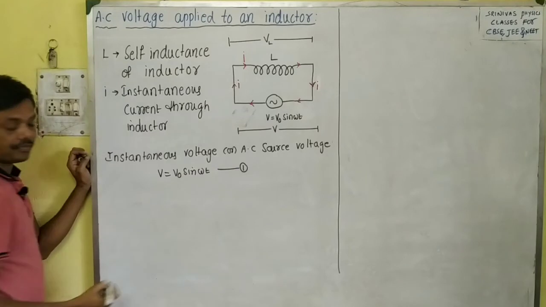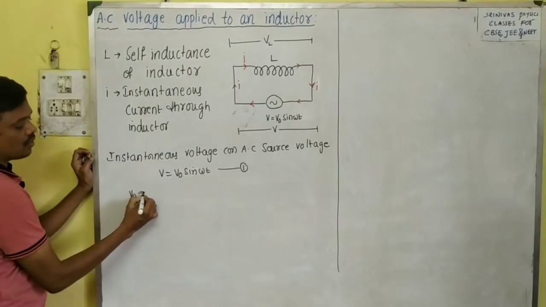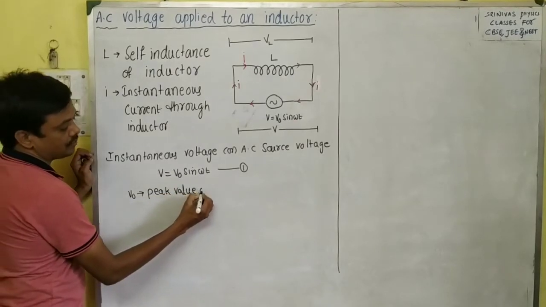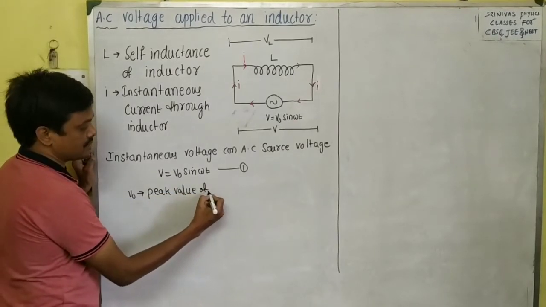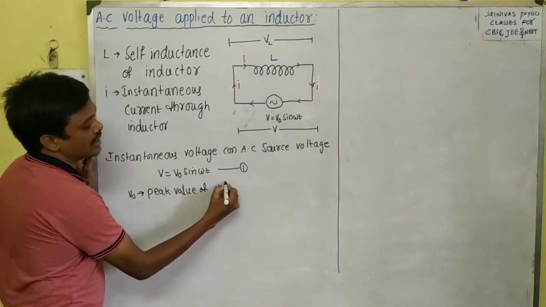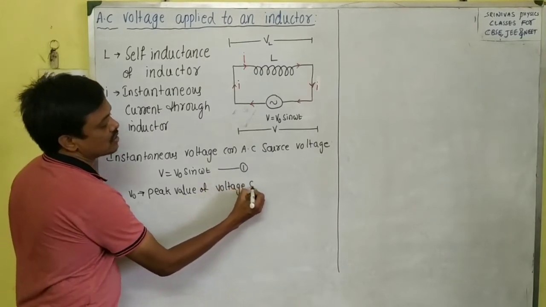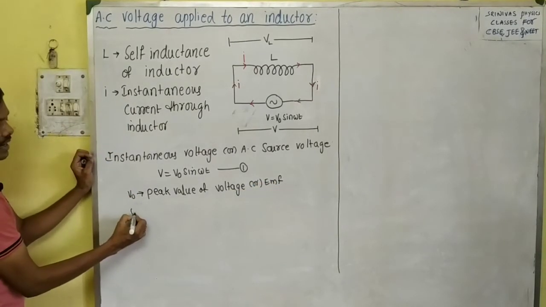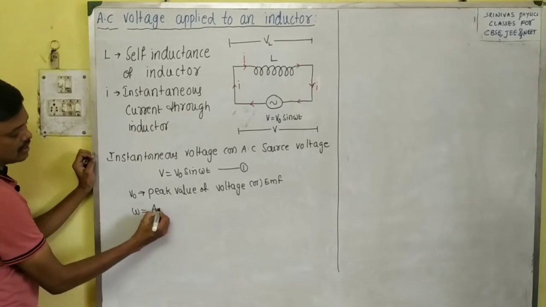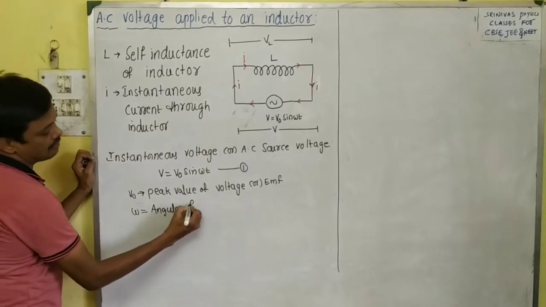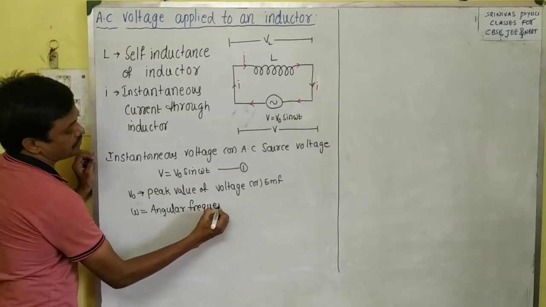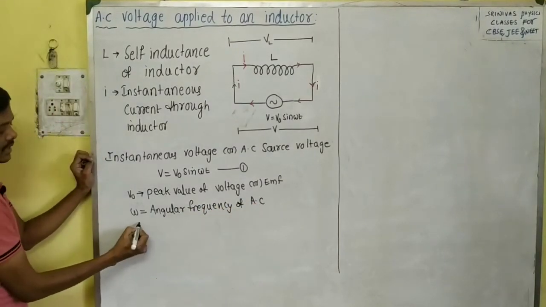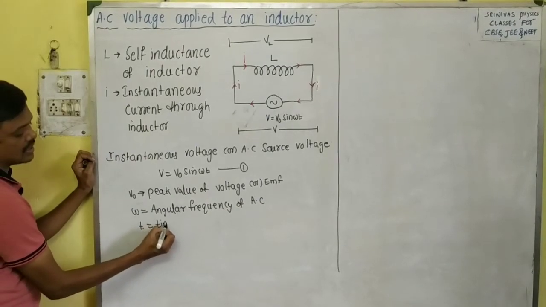This is equation 1. Where V0 is the peak value of voltage, or the maximum value of voltage, or the amplitude of voltage. Voltage we can also say EMF. And omega is the angular frequency of AC, and small t is the time.